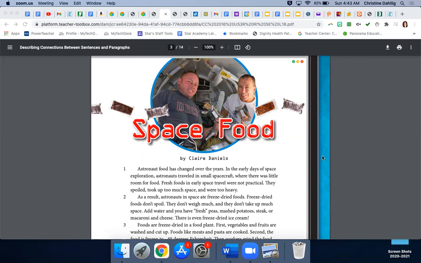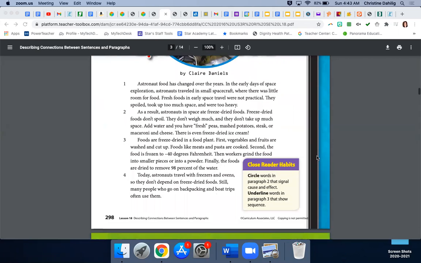so that you can better understand the organization being used in the article. And so also there is a close reader habit box here down at the bottom. And again, it is encouraging you to circle and underline words. Circle the words that are showing cause and effect, if there are any. Underline words that are showing sequence, if there are any. All right. Let us start with paragraph 1.